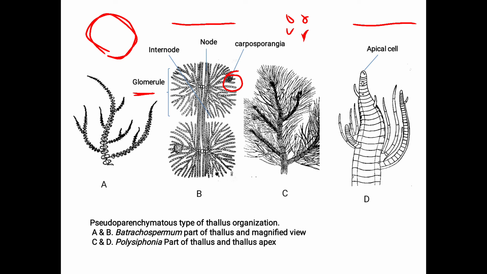See, this develops into 4 cells. The upper cell is termed the carpogonium. Next, in Polysiphonia, here you can see the apical cell, the presence of the apical cell. This is the uniaxial form. This is the multi-axial form. Example for uniaxial form. This is for the multi-axial form.